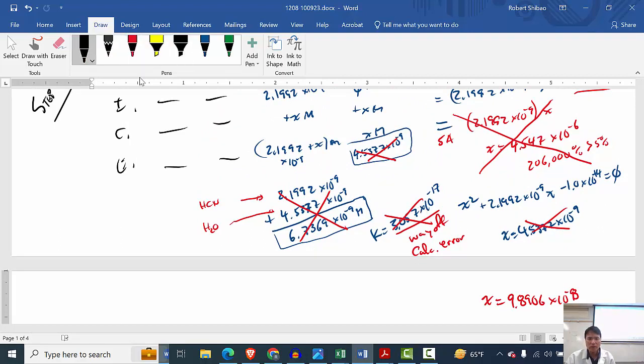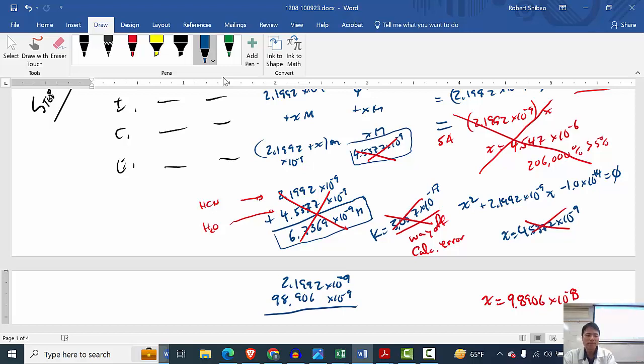All right, so let's redo the hydronium ion concentration over here. This is going to be 2.1992 times 10 to the minus 9. So what I'm going to do is make this smaller, 10 to the minus 9 smaller than 10 to the minus 8. That means I got to make this bigger. So this is going to come out to 98.906 times 10 to the minus 9.